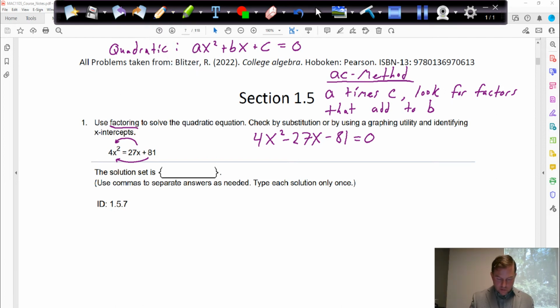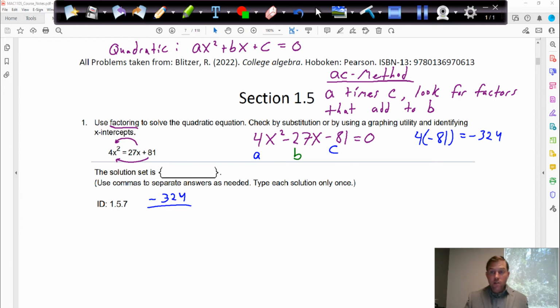So let's outline what we have here. A is 4, C is negative 81, and we're going to try to find a way to get those to combine to be minus 27. So let's take 4 times negative 81, and if you do this, you'll get negative 324. And now we're going to look for the factors of minus 324 that add up to minus 27. So let's write minus 324 over here, and let's look at the factors.